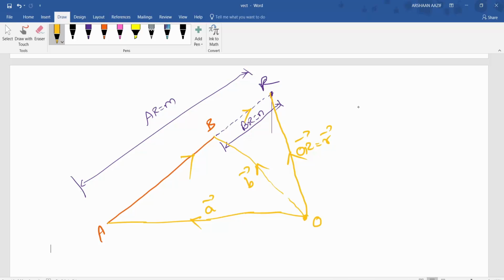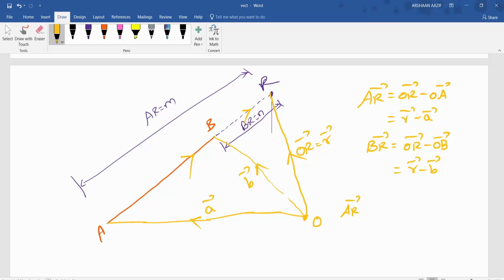Now using the vector approach, AR vector is equal to OR vector minus OA vector, which is R vector minus A vector. Then BR vector is equal to OR vector minus OB vector, which is again R vector minus B vector. Now this is what we have for AR and BR. Now AR vector by BR vector is also equal to M by N, so we are comparing the magnitudes. So R vector minus A vector divided by R vector minus B vector equals M by N.